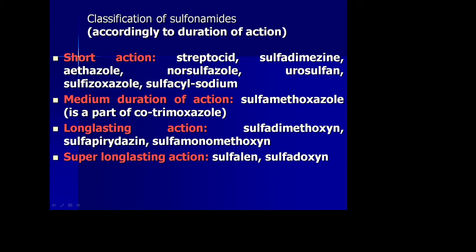In short acting, there are sulfadiazine and ethazoles; medium acting, which is part of cotrimoxazole, is sulfamethoxazole; and long lasting includes sulfapyridazine and sulfamethoxine. Last is the super long lasting action, which is sulfonyl. Basically, cotrimoxazole is available in the market and is used for infections like wound infection, and it is also useful for malaria.